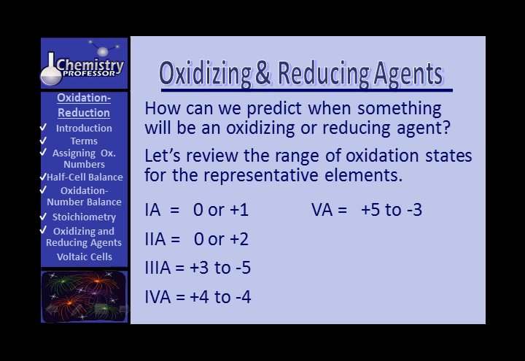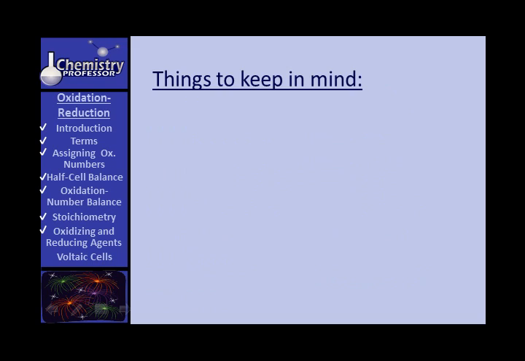From +5 through 0 to -3. The 6As, from +6 through 0 to -2. The 7As, from +7 through 0 to -1. There are some things you need to keep in mind when you're trying to decide whether or not a particular compound or an element could be an oxidizing agent or a reducing agent, or either.